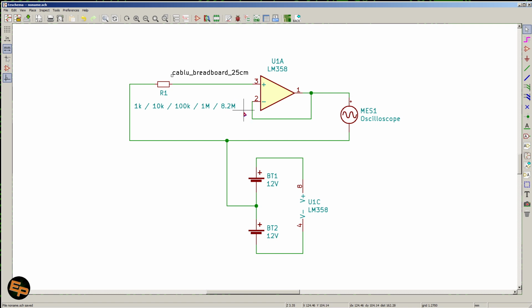I would have chosen 10 mega ohms so that each resistor is basically 10 times bigger than the previous one. But I just didn't have a 10 mega ohm resistor at hand. So I chose the highest value that I did have.